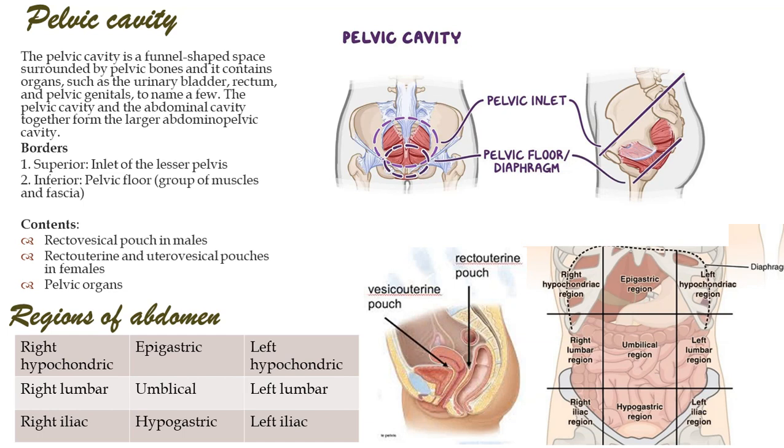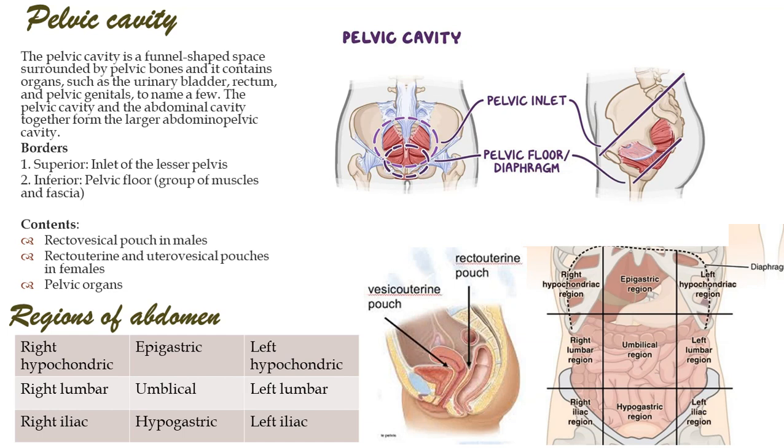The pelvic cavity and abdominal cavity together form the larger abdominopelvic cavity. Borders of the pelvic cavity: the superior border is the inlet of the lesser pelvis and the inferior border is the pelvic floor. Its contents are the rectovesical pouch in males, rectouterine and uterovesical pouches in females, and pelvic organs.